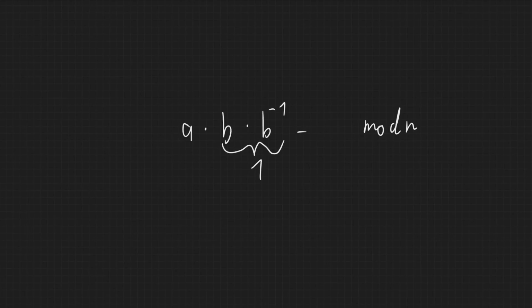And we can generalize this. If we multiply some number a times some number b, and then again times the multiplicative inverse of b, modulo n, then b times its multiplicative inverse is 1 by definition. So this entire thing is just a, modulo n.